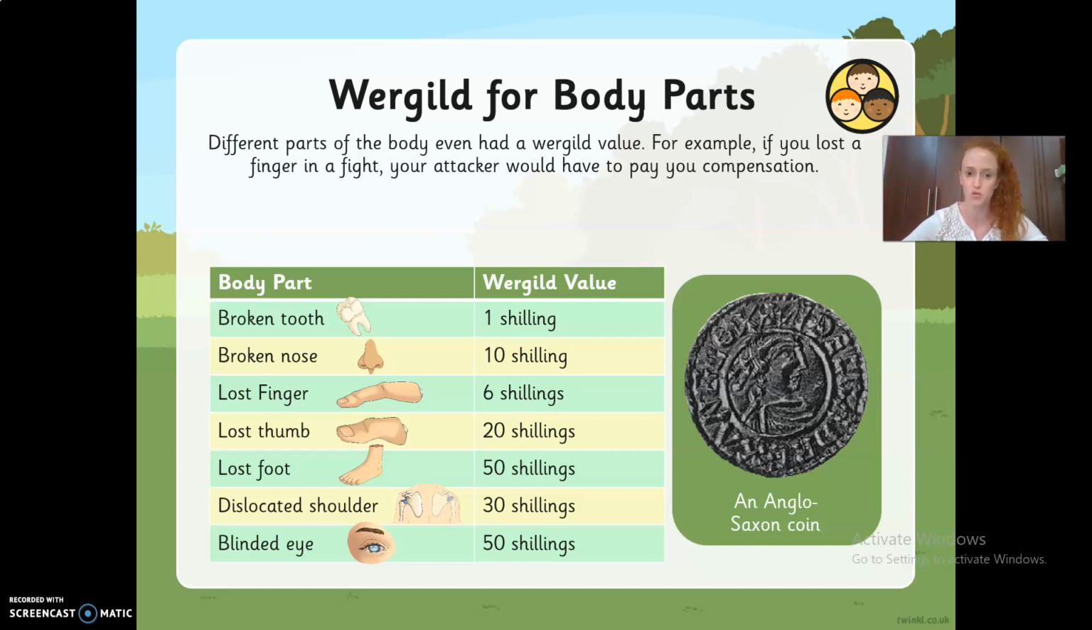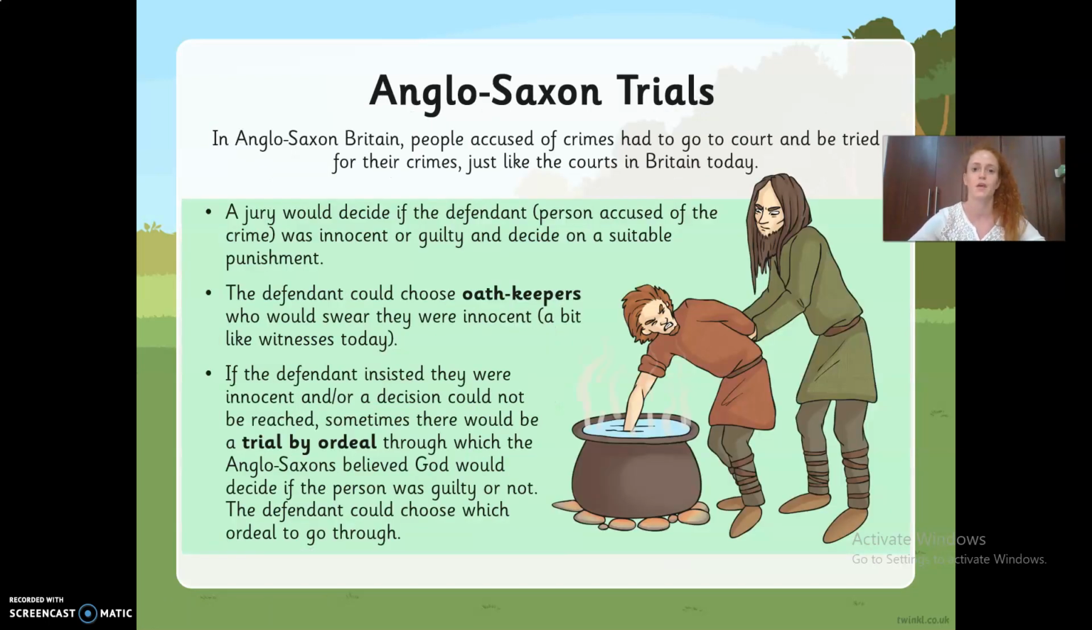So for a broken tooth, it was 1 shilling, a broken nose, 10 shillings, lost finger, 6 shillings, lost thumb, 20 shillings, lost foot, 50 shillings, dislocated shoulder, 30 shillings, and if you blinded your opponent in a fight, you would have to pay them 50 shillings per eye, okay? Here we have a really nice picture of an Anglo-Saxon coin, how the coins and money looked during Anglo-Saxon Britain.